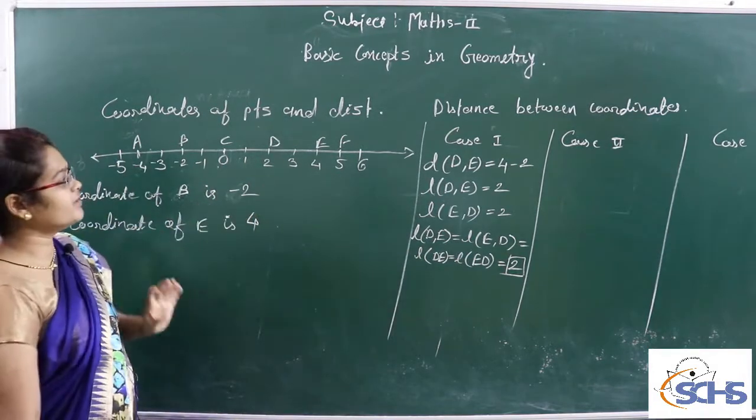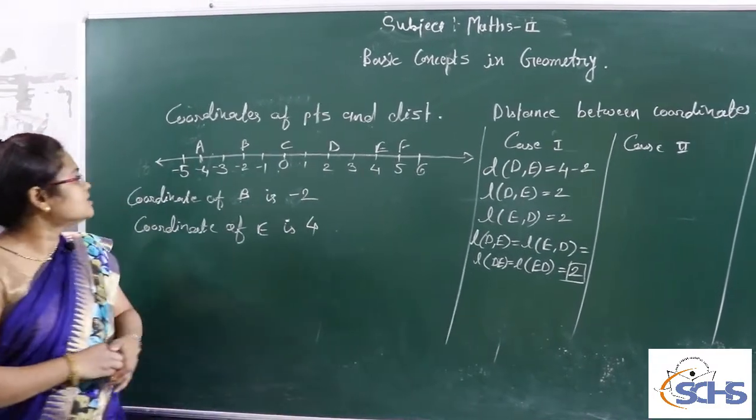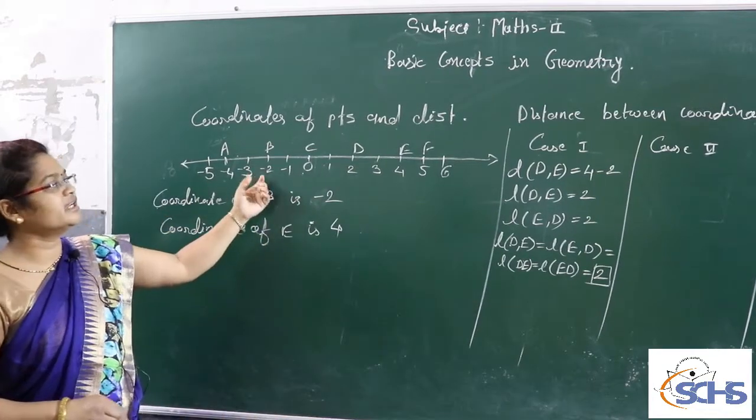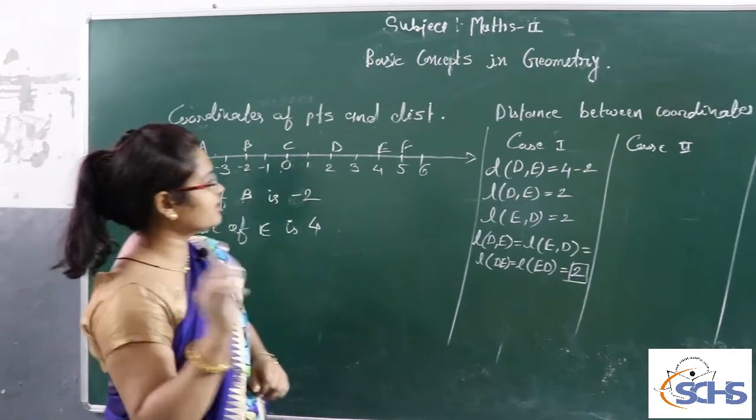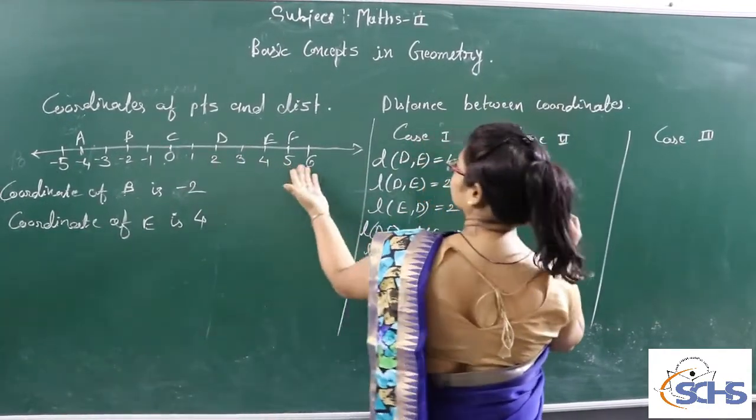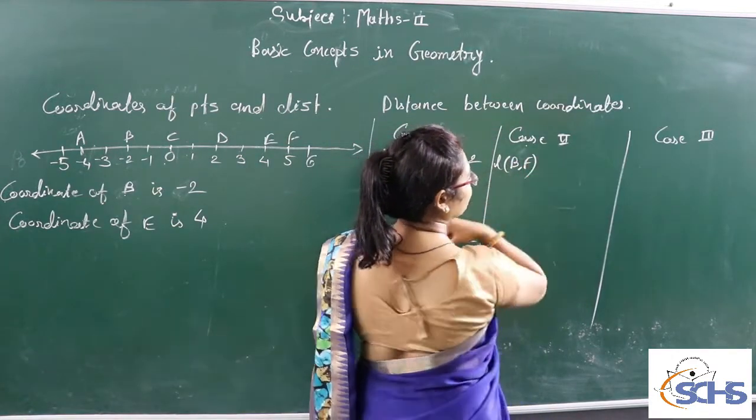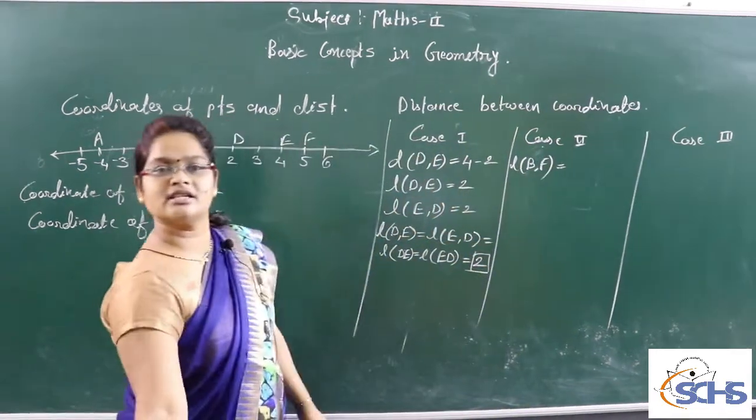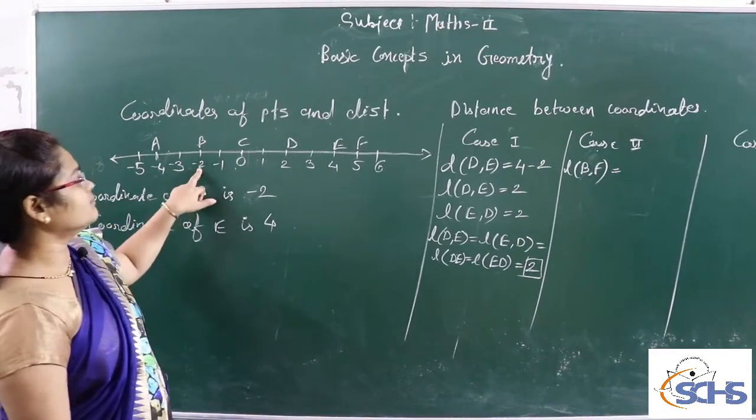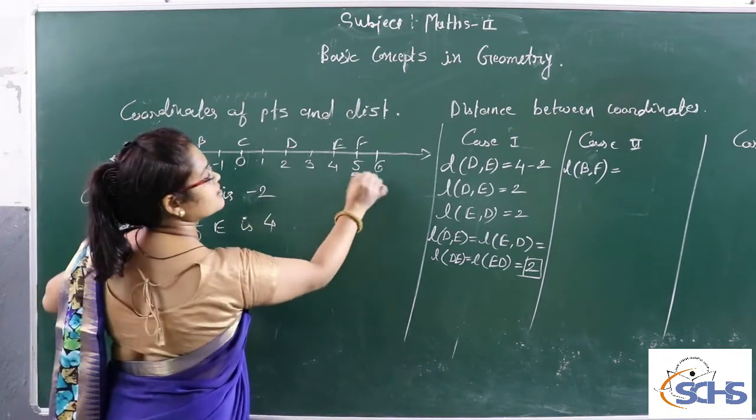Now in the second case, we have to take one positive coordinate and one negative coordinate. The positive coordinate we will take is 5, and the negative coordinate we will take is -2. So in the second case we will find the distance between B and F. We know the distance formula is to subtract the smaller coordinate from the greater coordinate. Now the coordinate of B is -2 and the coordinate of F is 5.